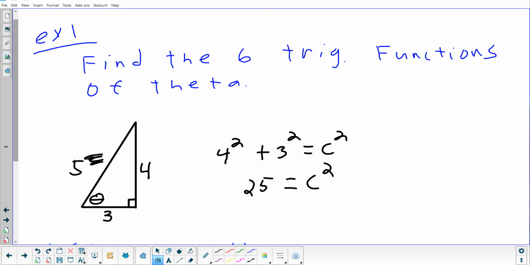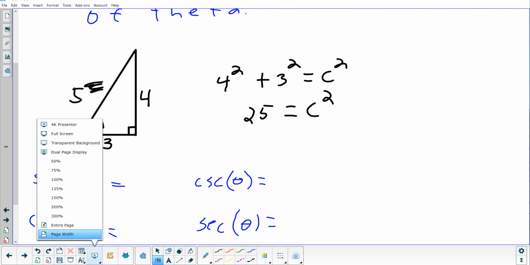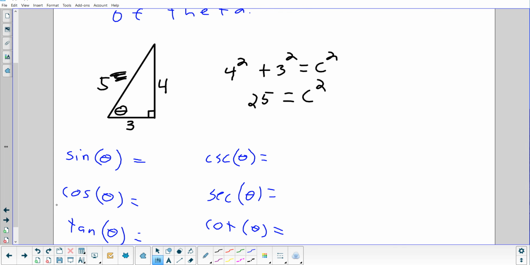If the hypotenuse hadn't come out to a nice number, we could have gotten a square root. And remember, we talked about not leaving square roots in the bottom of the fraction. If you get a square root, don't leave it in the bottom. But we don't have to worry about it this time. All right, let's do our trig functions. What would the sine be of theta?